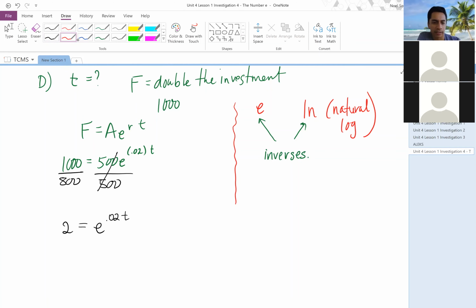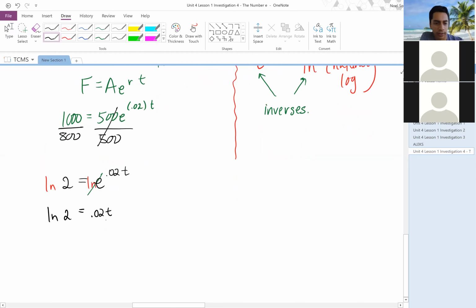So then what's nice about ln is that when you apply the natural log to both sides, ln and e cancel each other out. Okay, so then what comes down is 0.02t, and it's equal to natural log of 2. Okay, so then if we wanted to solve for t, all that's left to do is divide both sides by 0.02. And so t is going to equal the natural log of 2 divided by 0.02.